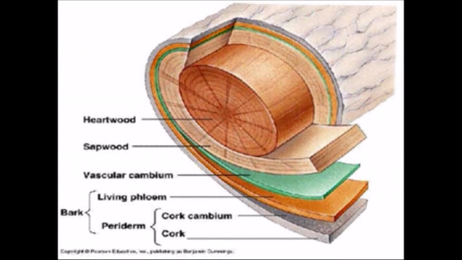The center part is the heartwood. The next layer is the sapwood. The next layer is the vascular cambium. Then you have a bark where you have a living phloem and periderm. And then you have a cork cambium and a cork.